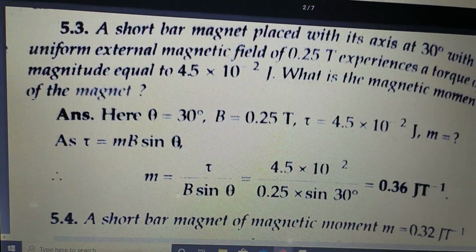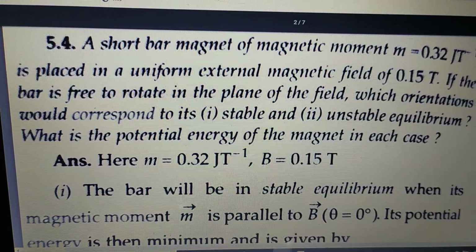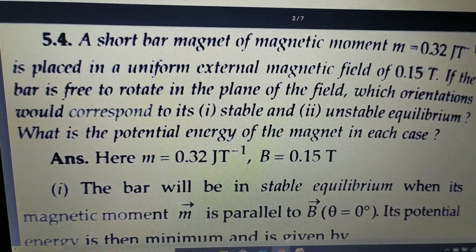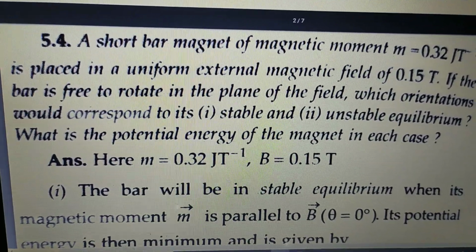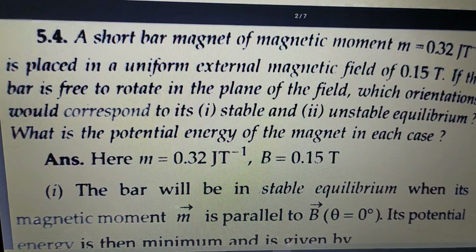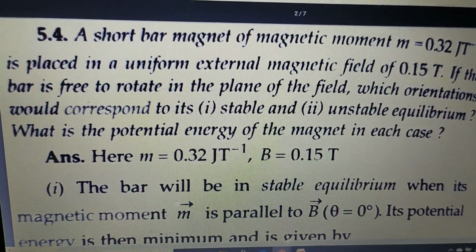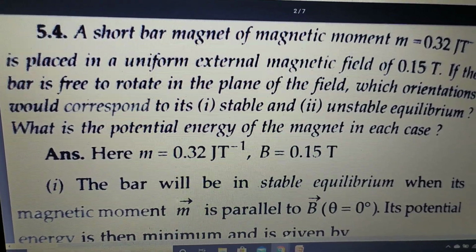Now let us move towards the second numerical. Let us read the second question. A short bar magnet of magnetic moment 0.32 joules per Tesla is placed in a uniform external magnetic field of 0.15 Tesla. So now we are provided the magnetic moment and the external magnetic field.